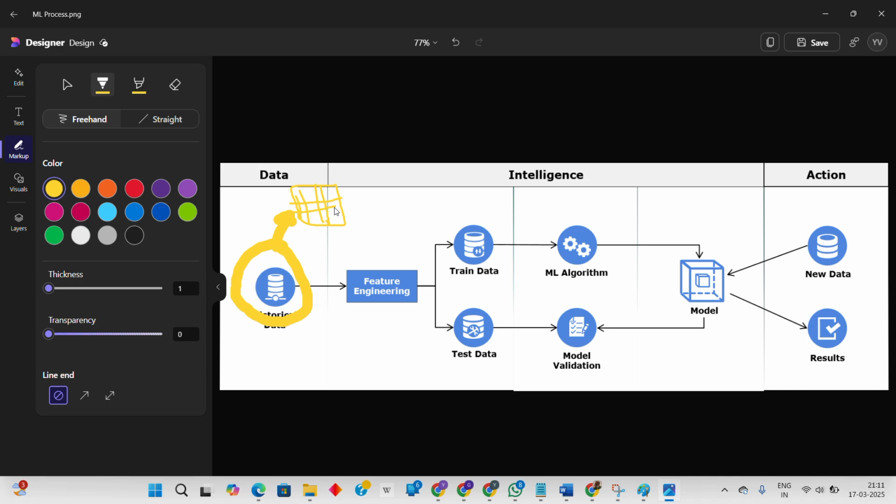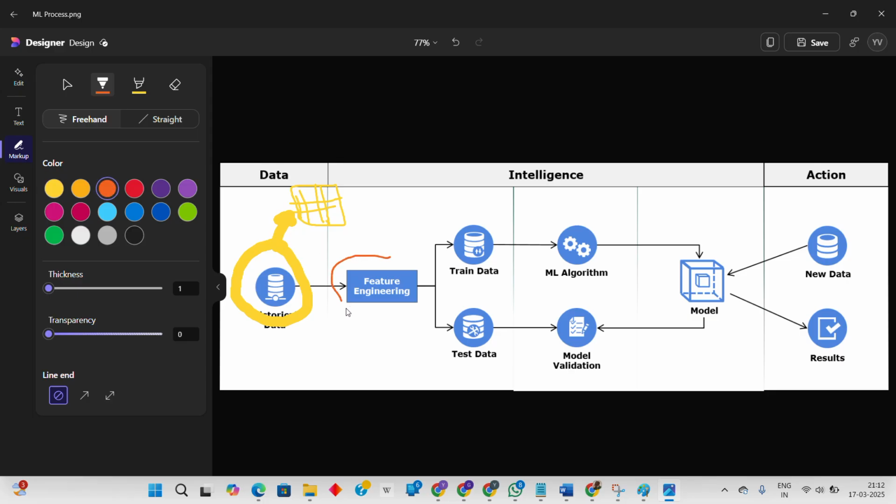That means a data set is given to you to do some operation, to build a model, to do some task. That is what historical data is: already present data, already collected data. For example, last 10 years data. Based on the last 10 years data, you are going to predict the next year results. So historical means already happened.